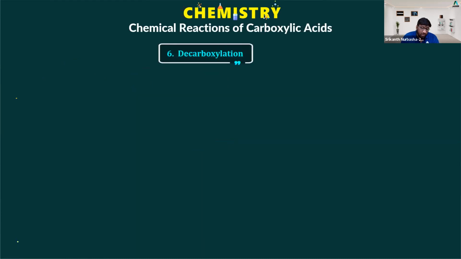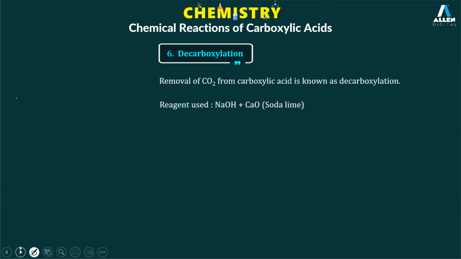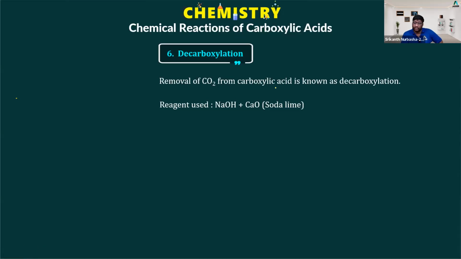Next, decarboxylation reaction. What was the mechanism, or what was the intermediate? Carbanion. We have discussed that in alkanes also. And if it is a beta keto acid, what was the intermediate? 6-member transition state. Very good. So removal of CO2 from carboxylic acid is known as decarboxylation.